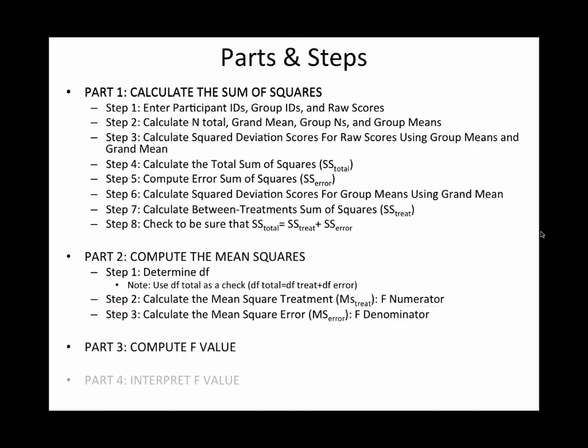Part 3 will be to compute the F value simply by dividing that numerator by the denominator. And then part 4 will be to interpret the F value. As you can see, I am again using that divide and conquer strategy to our advantage.